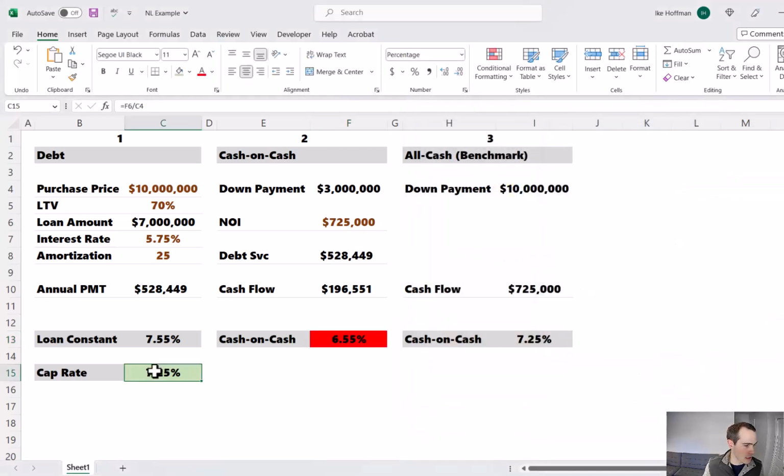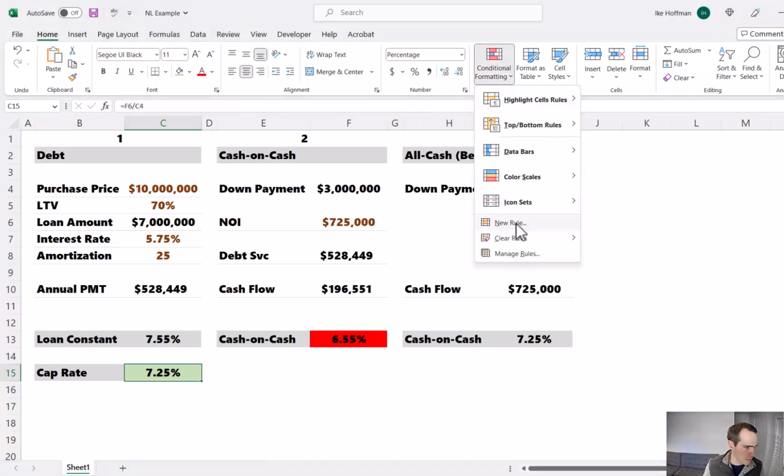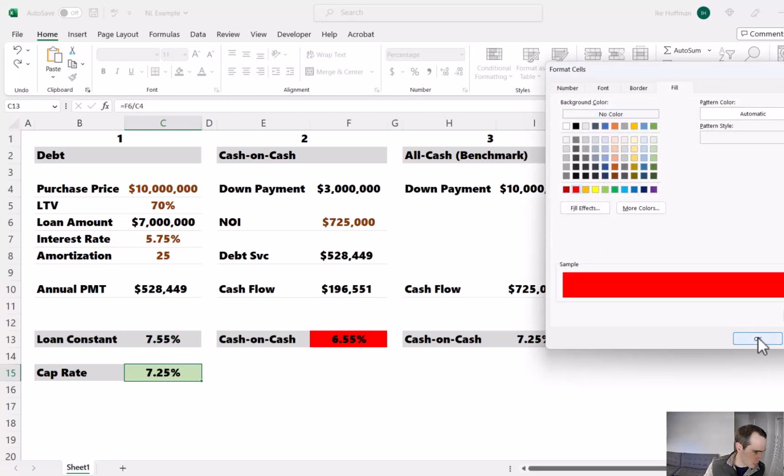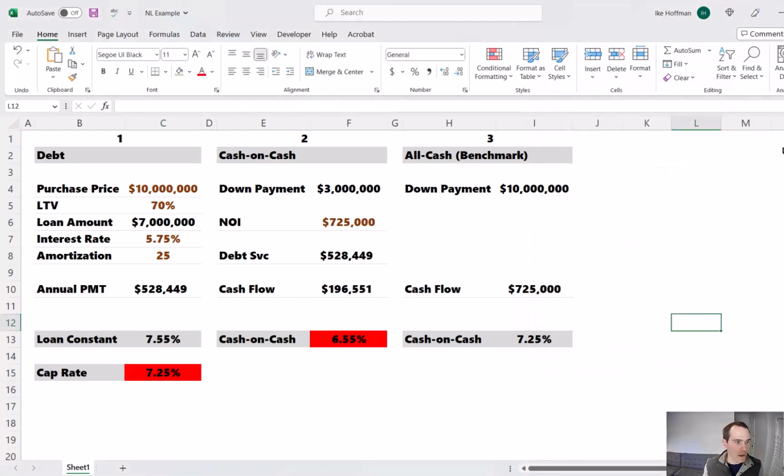I'll do the same thing with cap rate, but I'm going to compare it to the loan constant. Create a new rule. Conditional formatting equals if 7.25% is less than 7.55%, and then you'll glow red. So what's the easiest way that you can combat negative leverage? The obvious answer is you pay less. You pay less for the deal.